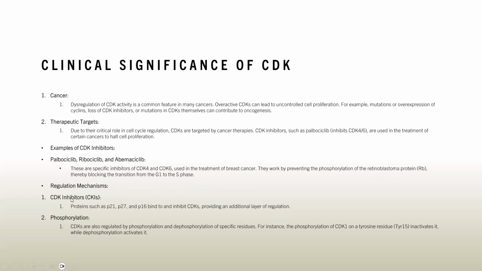Regulation mechanism: CDK inhibitors, proteins such as P21, P27, and P16, bind to and inhibit CDKs, providing an additional layer of regulation. Phosphorylation: CDKs are also regulated by phosphorylation and dephosphorylation of specific residues. For instance, the phosphorylation of CDK1 on tyrosine residue, which is TYR15, inactivates it, and dephosphorylation activates it. So this is inactivating and this is activating.